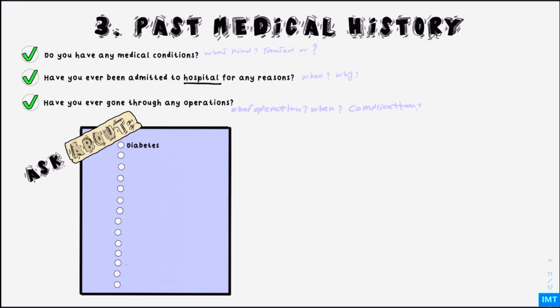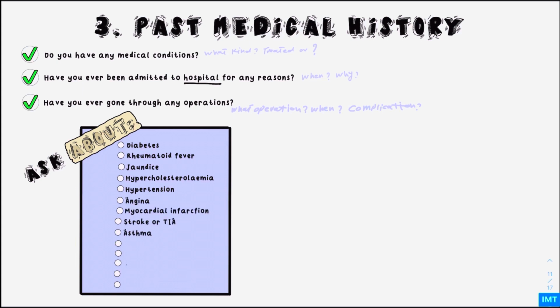Okay, you ask about diabetes, rheumatic fever, jaundice, hypercholesterolemia if your patient is old, hypertension, angina, myocardial infarction, strokes, asthma, tuberculosis, cancer, epilepsy or seizures, anesthetic abnormalities or problems, and blood transfusion. If your patient has had a blood transfusion, you should ask about the amount, the cause, and when. Okay? Let's move on.